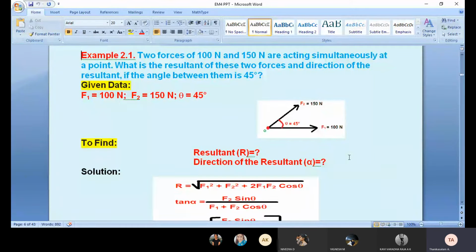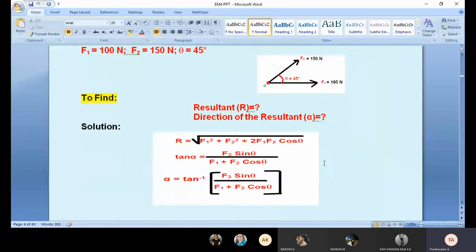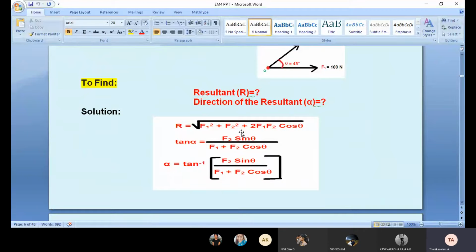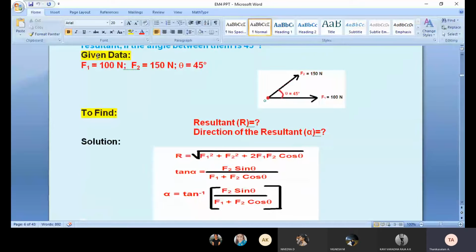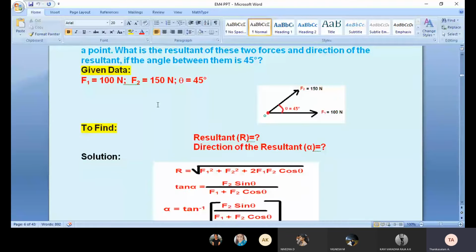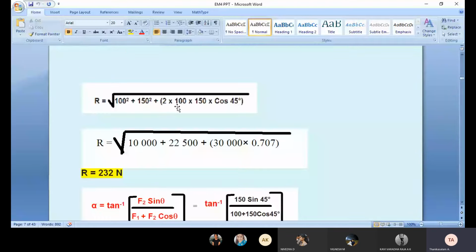So we know these two forces are acting. Therefore the resultant formula is the square root of F1 squared plus F2 squared plus 2 F1 F2 cos theta. Tan alpha equals F2 sin theta divided by F1 plus F2 cos theta. So you have to apply the direct formula. We know F1 equals 100, therefore 100 squared plus 150 squared plus 2 into 100 into 150 into cos 45 degree. Then you have to use the calculator, and you get the final answer: resultant equals 232 Newton.